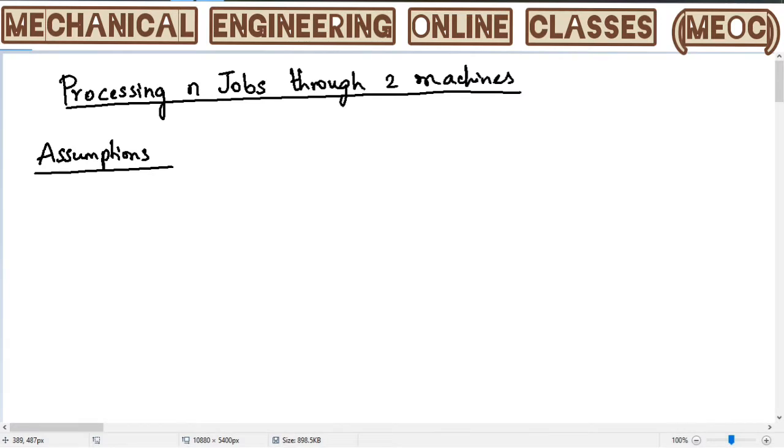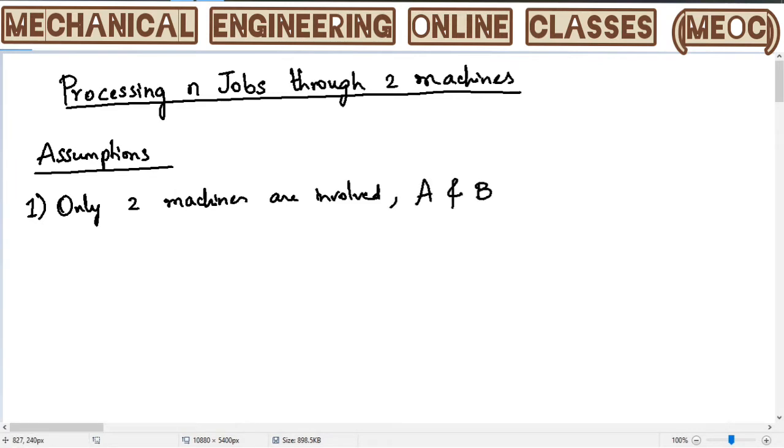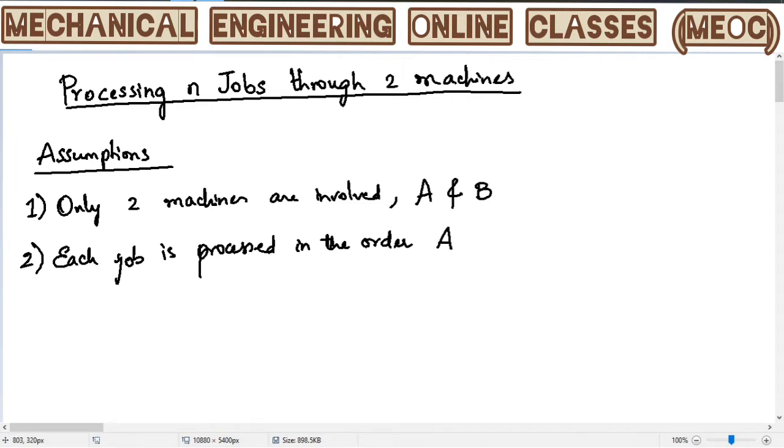Let us see how flow shop scheduling is done for n jobs that are processed on two machines. The assumptions in this are as follows. First, there are only two machines involved, say machine A and machine B, and each job is processed in the same order, because in flow shop scheduling all the jobs have the same processing order. So let that order be that every job will first go to machine A and then to machine B. This order, A and then B, is for every job.